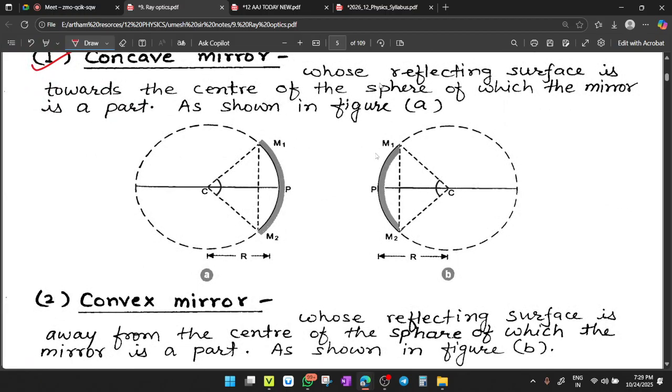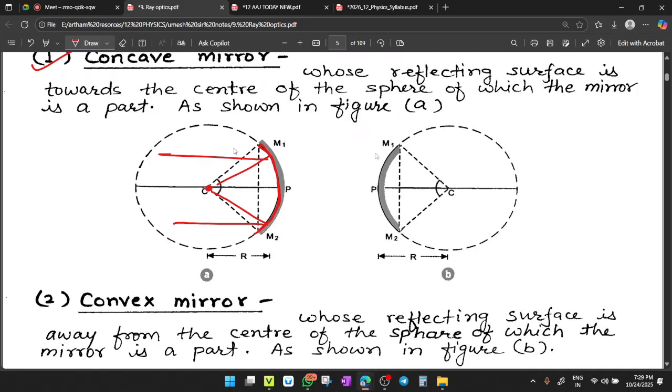A concave mirror is one whose reflecting surface is towards the center of a sphere. Later on, the concave mirror is called a convergent mirror or converging mirror. Here, this is the reflecting surface, and this reflecting surface is facing towards the center. It is pressed inward. It is called a concave mirror. As it converges all the light, that's why it is also called a convergent mirror. Clear? This mirror is called a convergent mirror as shown in the figure.